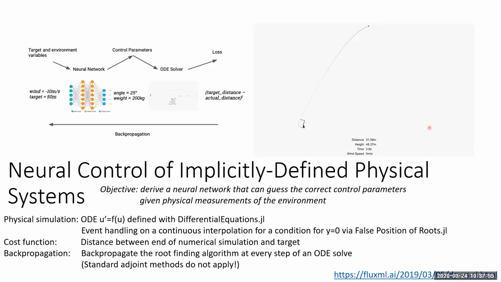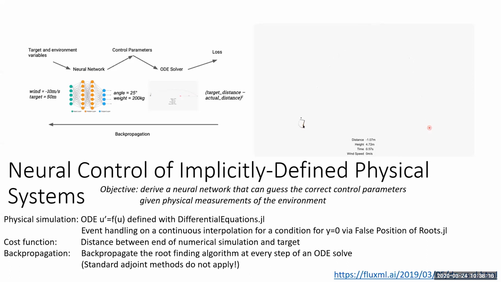As our simulation, we solve the ODE with this ODE solver, and then every single step we're putting this through Roots.jl to be able to find if we hit a 0, right? And then backpropagation backpropagates through the false position method, backpropagates through the ODE solver, and then it's able to train whatever parameters you want in there.